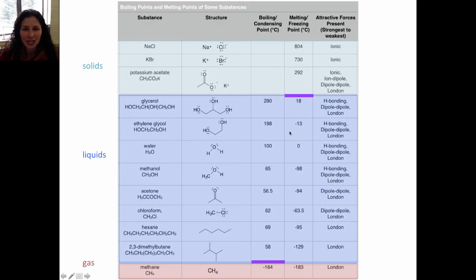So all of the things in here have a boiling point that's higher than room temperature, so we would have to heat up from room temperature to get them to boil. And they have a freezing point that is lower than room temperature, so we would have to cool down to get them to freeze. But at room temperature, these things are all liquids.